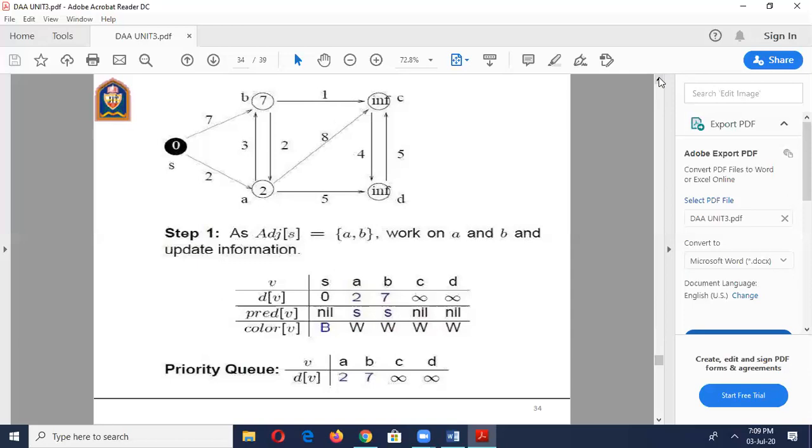The color will be white for everyone else, and pre-order for C and D is nil. So in the priority queue, S will be removed since it is 0 and it becomes black. So here A, B, C, D have the dV values 2, 5, 7, infinity. Next slide, sir.